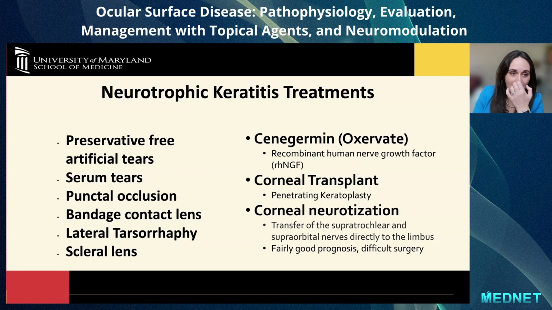So I already went through this, but again: preservative-free artificial tears, serum tears, punctal occlusion, bandage contact lenses, lateral tarsorrhaphies, and scleral lenses. You can also think about other therapies like oxervate, corneal transplant, or corneal neurotization surgery, which is the transfer of the supratrochlear or supraorbital nerves directly to the limbus. This has a fairly good prognosis. It's pretty new. It is a more complicated surgery and can take some time to actually take effect, but it is an option to think about.